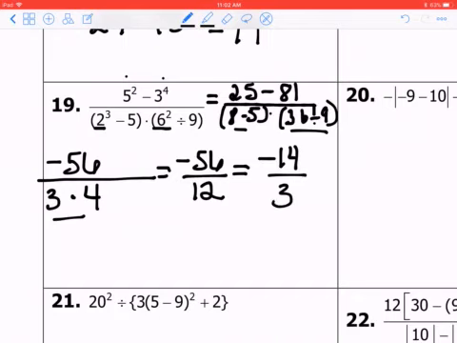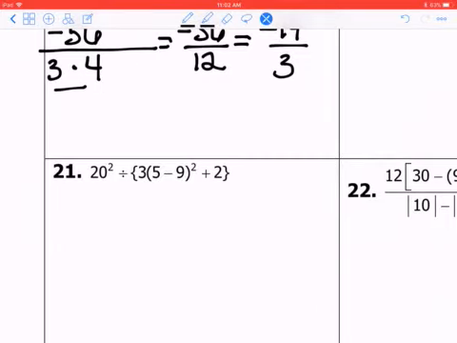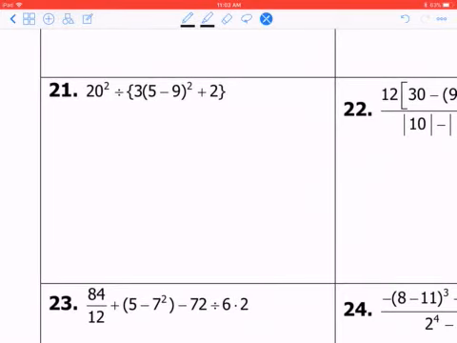So as long as you stay organized, you guys can do this pretty easily. Okay, 21. Now we have brackets, parentheses, exponents, division, addition, and subtraction. So the whole thing. So let's get this going. All right, we're going to look within our brackets, which are the squirrely lines, and you're going to focus on the parentheses inside your brackets first. So parentheses, 5 minus 9 is negative 4.